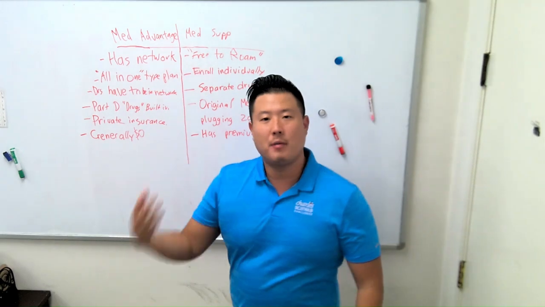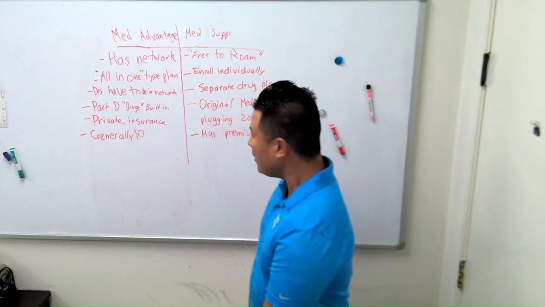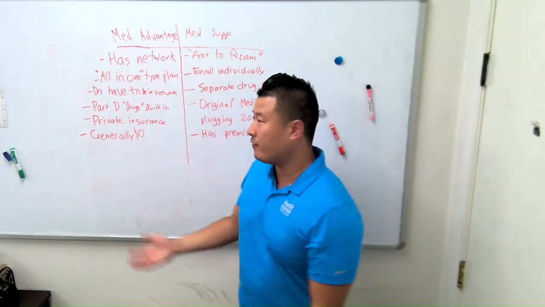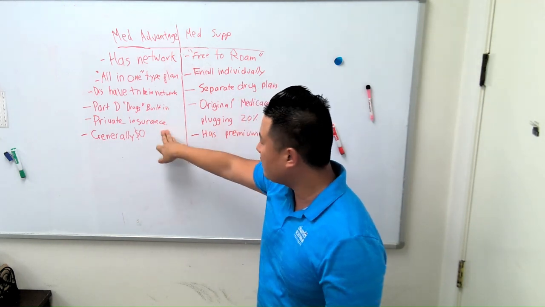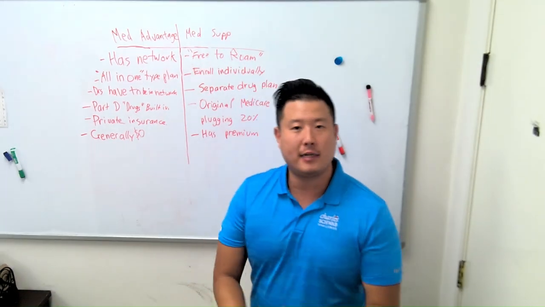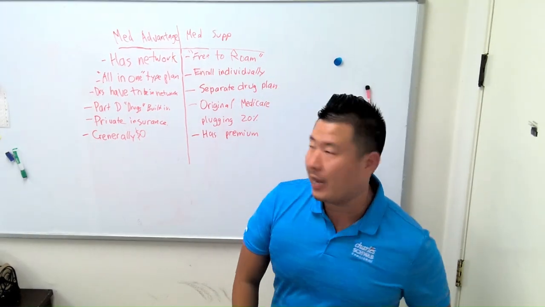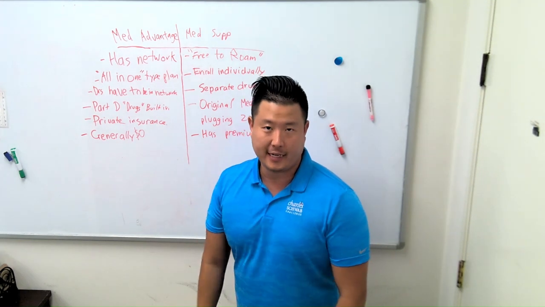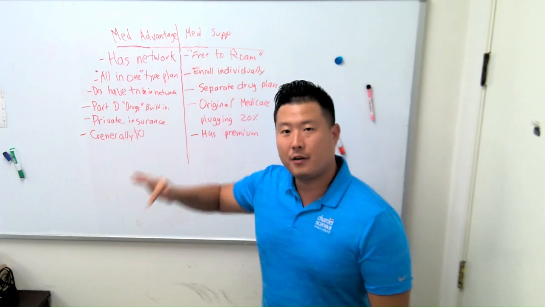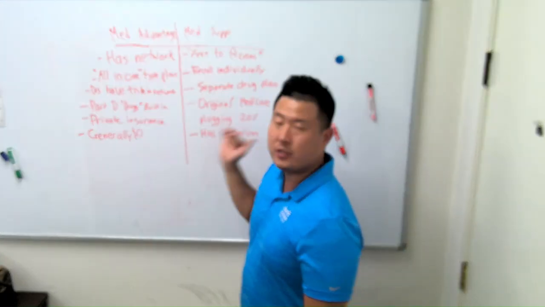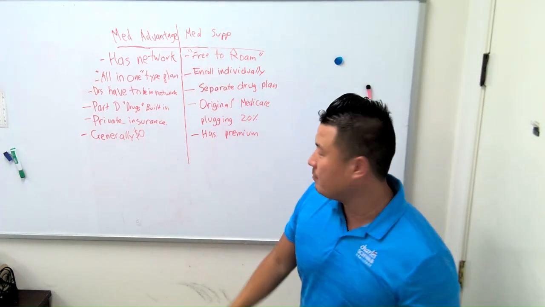Original Medicare, like the A and B, is obviously provided by the government. If you get them on a Medicare Advantage plan, the government is basically relinquishing the rights to take care of you, and now the private insurance company is going to take care of you. Meaning, if a client goes on a Medicare Advantage plan, they're not technically on original Medicare anymore. They're on a Medicare Advantage plan. They're on Part C now, okay?